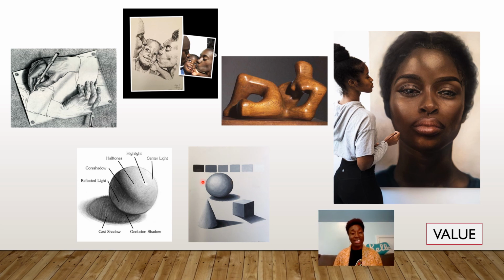This here is called a value scale. So the lightest color is your highlight. All the colors in between are your midtones, and then your darkest color is your dark tone. These are some examples of what those levels of values are called.